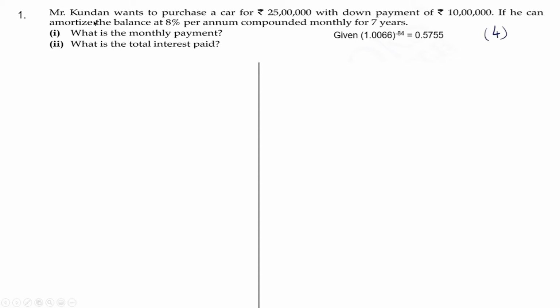So here Mr. Kundan wants to purchase a car for 25 lakhs. Maybe he is a very rich person. So he is making a down payment of rupees 10 lakh. It means the amount for which he gets a loan is 25 lakhs minus 10 lakhs, which is 15 lakhs. And here the interest rate is given as 8% per annum, and the number of years is 7 years. We have to find the monthly payment and the total interest paid.